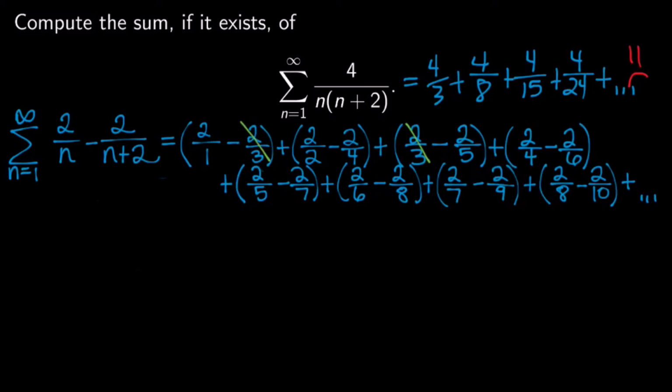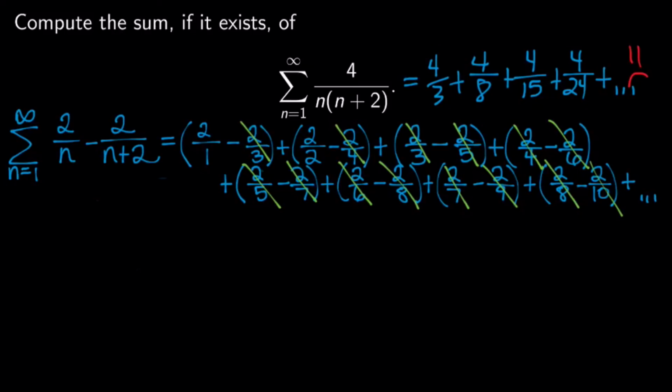I see a negative 2/3 and a positive 2/3. I see a negative 2/4 and a positive 2/4. I see negative 2/5, positive 2/5. I see 2/6, 2/7, 2/8. I see that everything after that cancels. I feel good saying everything after here is going to go away.